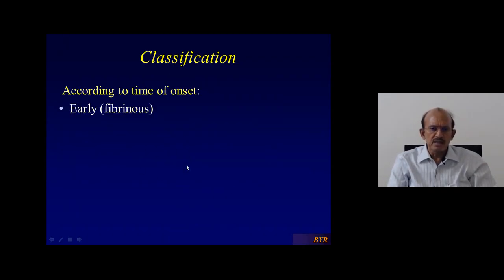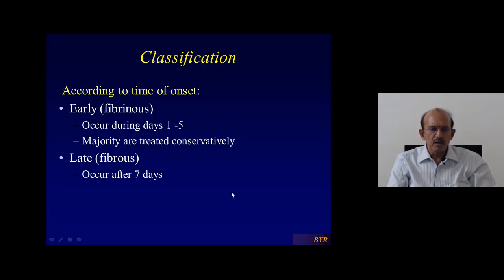Classification according to time of onset. Early fibrinous adhesions occur during the 1st to 5th days. The majority are treated by conservative measures. Late ones are called fibrous. That means the fibrous bands or adhesions have organized themselves into fibrous tissue. That means this is collagen, and this is fibrin. These occur after 7 days. Surgery may be needed for these fibrous adhesions. The fibrinous adhesions can be managed by conservative management. They occur usually during the 1st to 5th day after surgery.